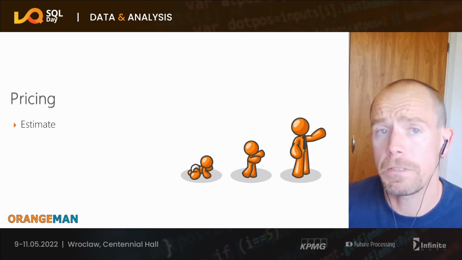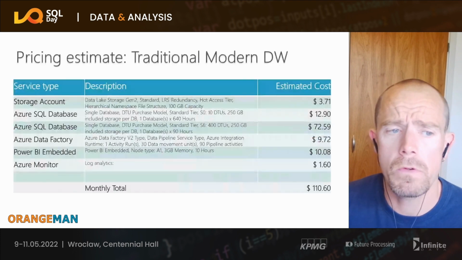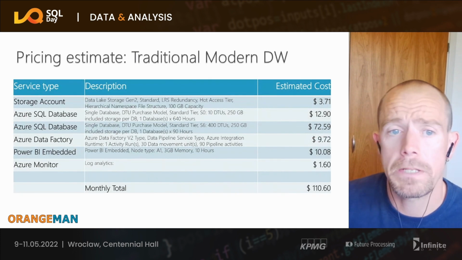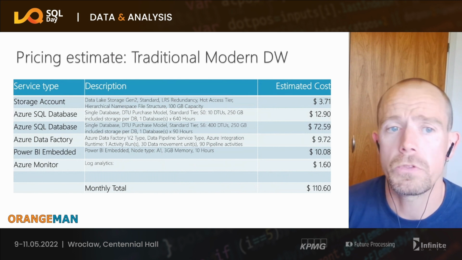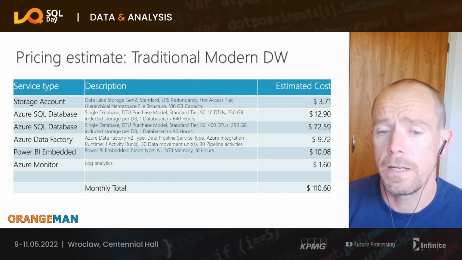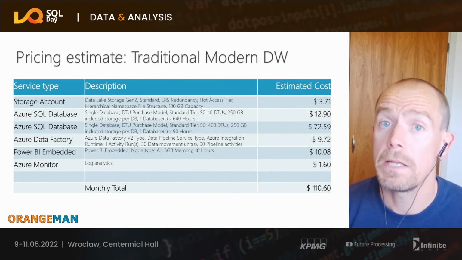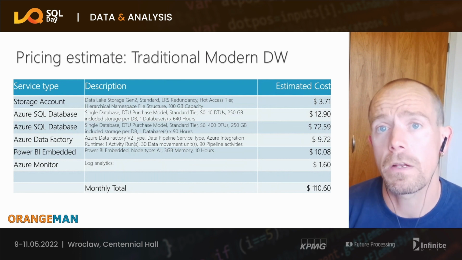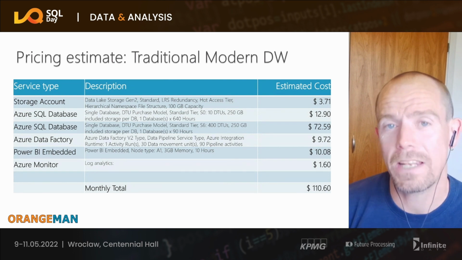Then let's have a look here in the end at a pricing estimate. I'm only taking one pricing estimate to you, and that is on the solution I also use the most time talking about, the traditional modern data warehouse. And here you can say this is where we started with the enterprise data warehouse for Microsoft, saying the monthly cost was $2,300 a month. Now you can see it's only $110 here.